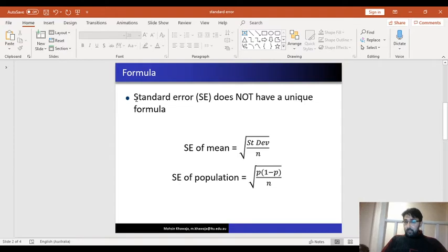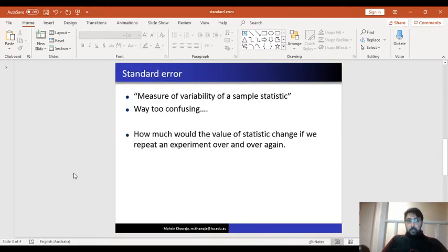Now standard error doesn't have a unique formula because it depends whether you're calculating the standard error of the mean. That has a different formula. Standard error of population has got a different formula. And there are other metrics as well, like standard error of the difference in means. That has a different formula. But coming back to what the standard error tells us, now it's got a definition that goes like this.